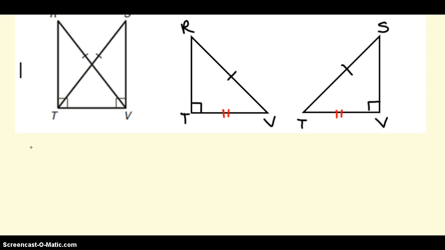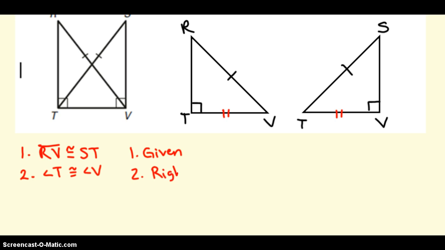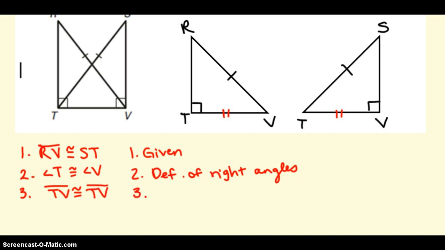So let's go ahead and write a two-column proof. I've first been given that RV is congruent to ST. Alright, so that is given. Number two, angle T is congruent to angle V. That's right angles. Let's say definition of right angles. How about that? Alright, I also know that TV is congruent to TV, and that would be the reflexive property.